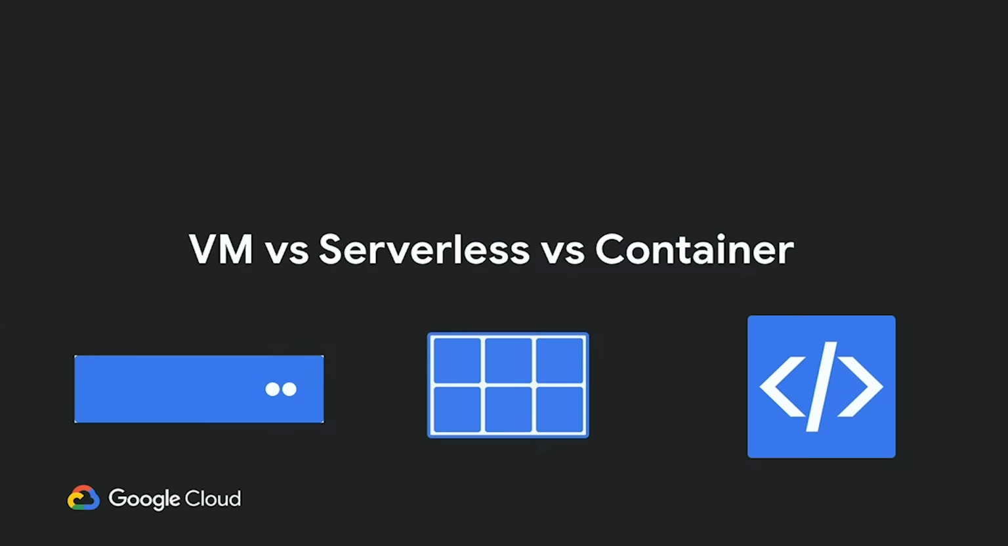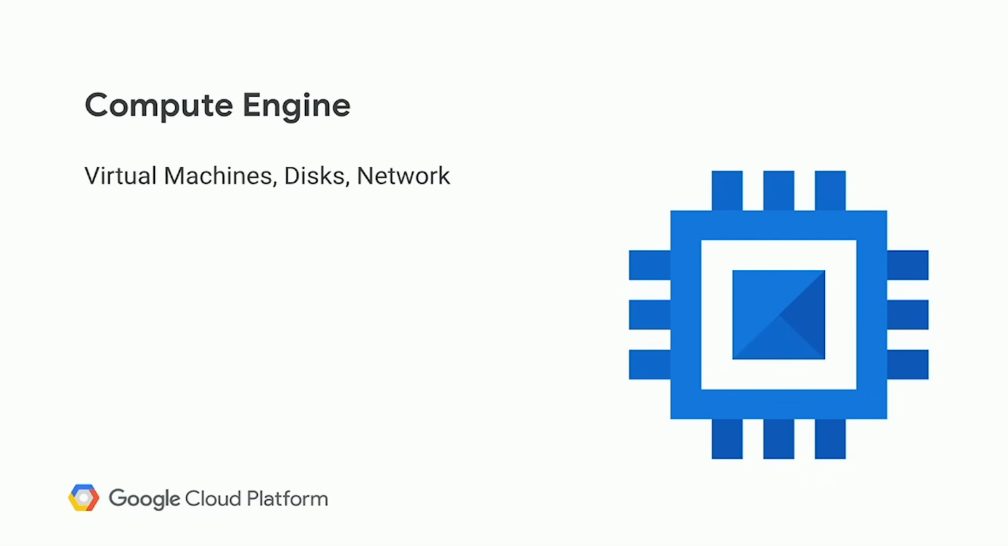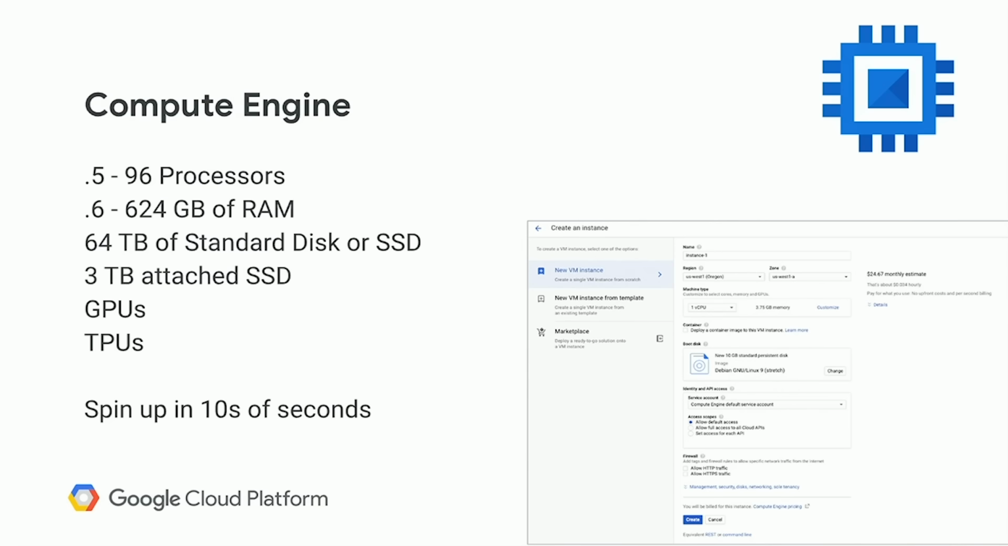And we'll talk about the issue I already brought up, which is VMs versus serverless versus containers. So this is one of the first decisions you have to make. Where are you going to run the code that you need to run to do what you need to do? So we start out first with Compute Engine, which is where I think a lot of our customers start off. Virtual machines, disks, and network. What do they do? What can they do for us?